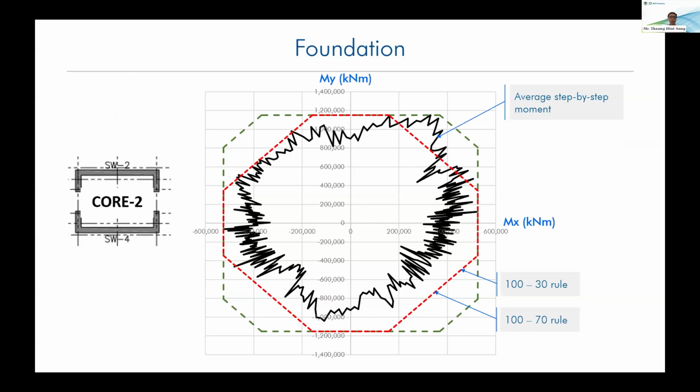Normally, when we use the load combinations for earthquake loading, we use the 100-30 rule, 100% in one direction and 30% in another direction. Here, when we plot the core wall moment, we can see that the 100-30 rule is still applicable or not. Sometimes it may be a 100-70 or 100-50 rule. So we can just estimate the more realistic combination.